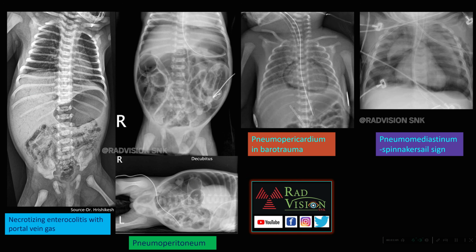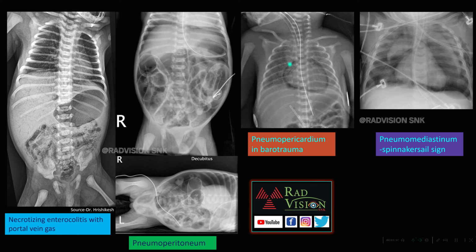So this was a case of necrotizing enterocolitis, along with portal vein gas. So remember, necrotizing enterocolitis can also present with portal vein gas as a complication. Here you can see there is free air noted within the abdomen, and even there is a Rigler sign, that is free air noted both inside and outside the abdominal wall. So the free air lining the abdominal wall is depicted as Rigler sign. So this is pneumoperitoneum. Here also you can see there is pneumoperitoneum in decubitus view.